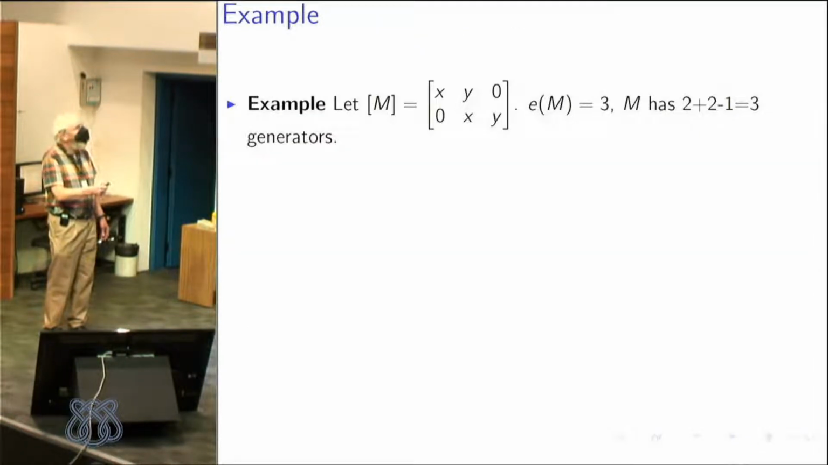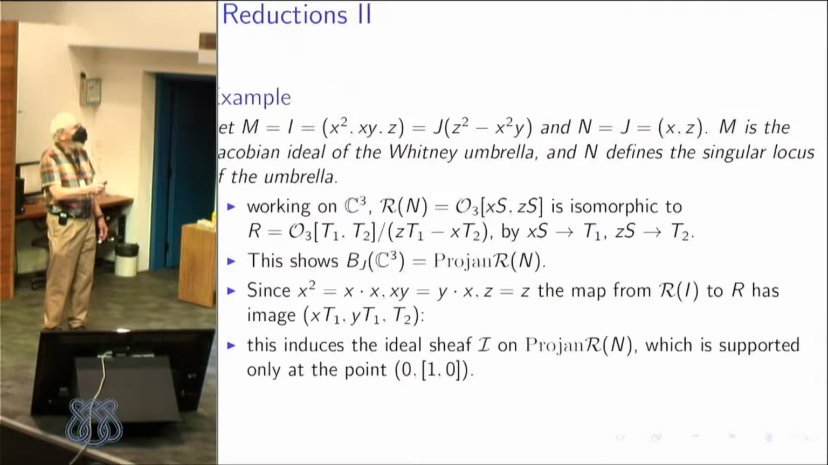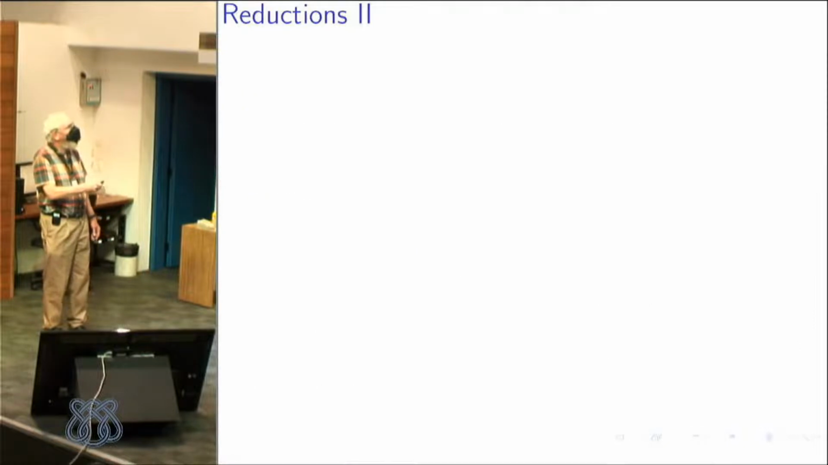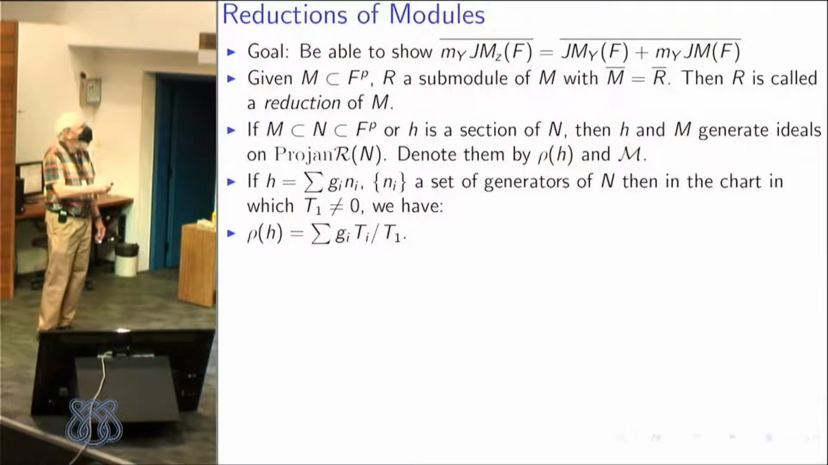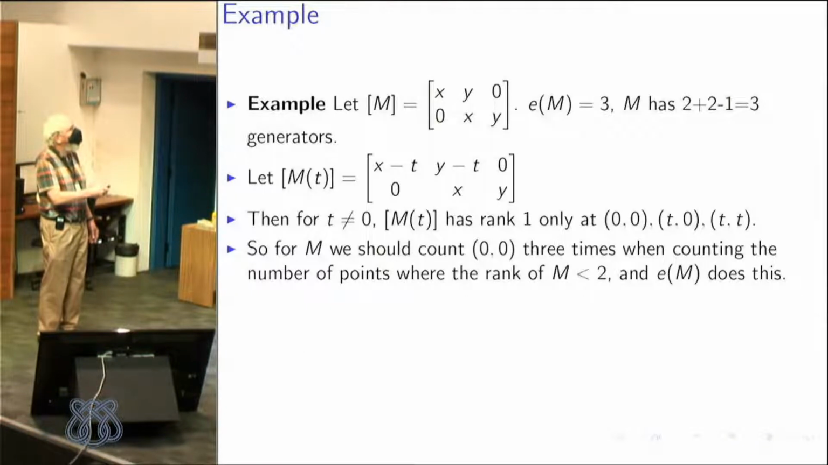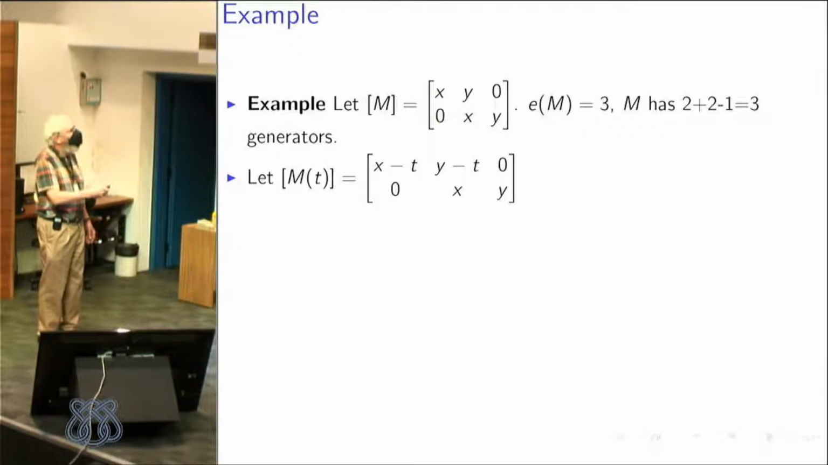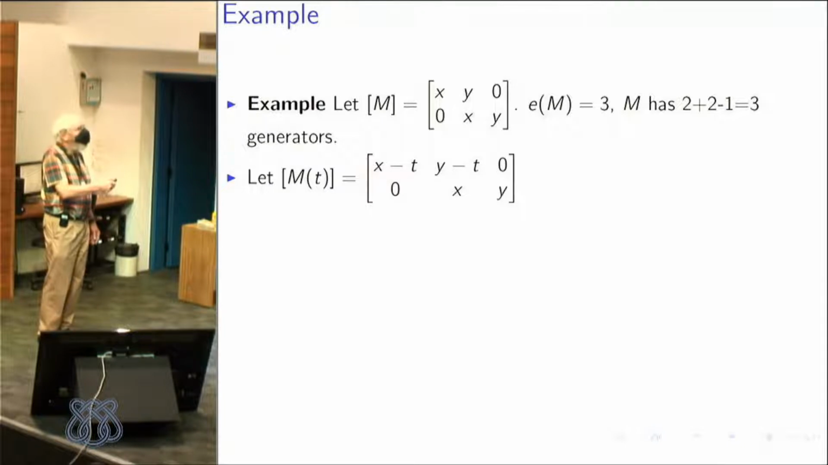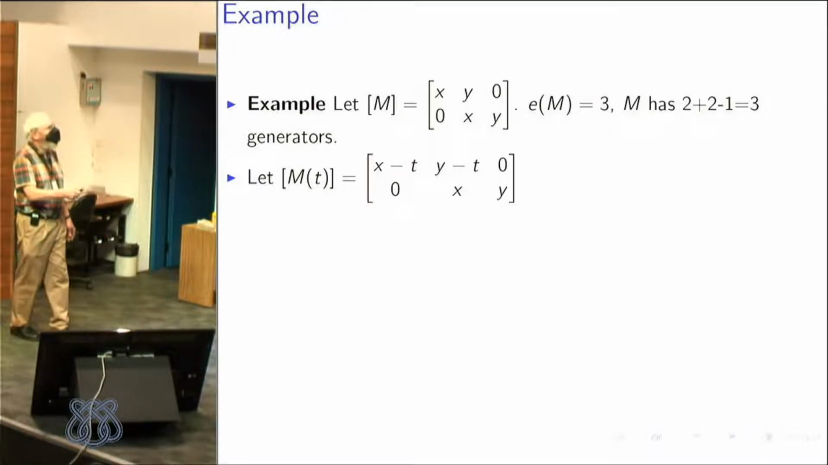This is a matrix of generators for a module. And it turns out that the multiplicity is 3. I didn't prove that, but it's an exercise. And M has 2 plus 2 minus 1 equals 3 generators, so it has the right number of generators.